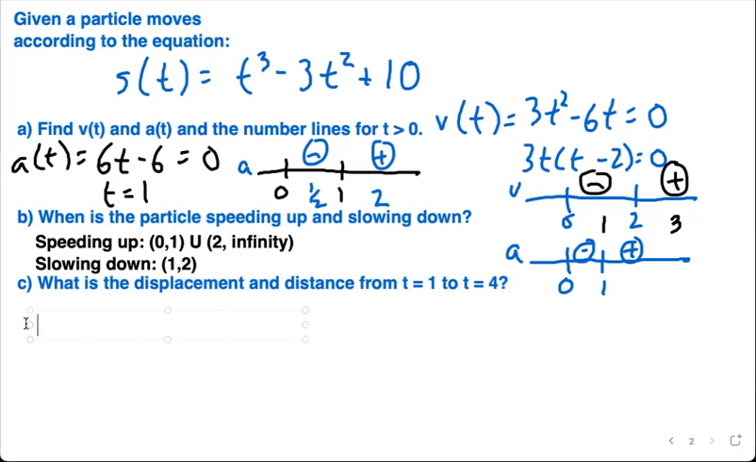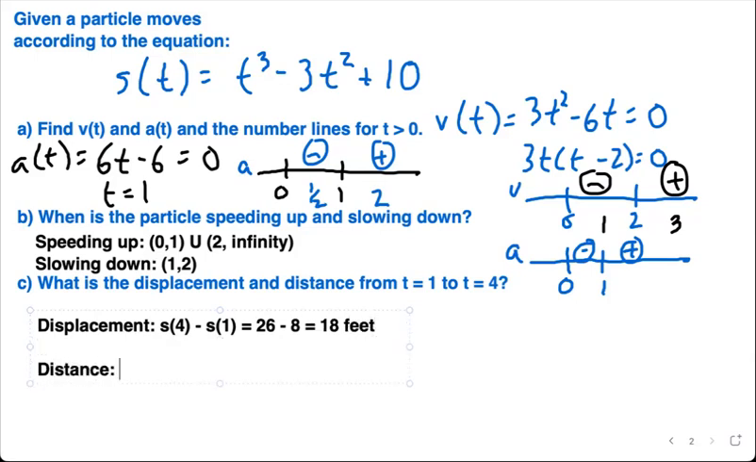Lastly, distance versus displacement. For displacement, you just do s of 4 minus s of 1. So I don't even take derivatives here. I just go up to the top equation on screen. I plug in a 4 for t. I would get 4 cubed, which is 64, minus 48 is 16, plus 10 is 26. Plug in a 1 at the very top. 1 minus 3 is negative 2, plus 10 is going to give you 8. And 26 minus 8 will give you 18. And we're assuming standard units of feet.